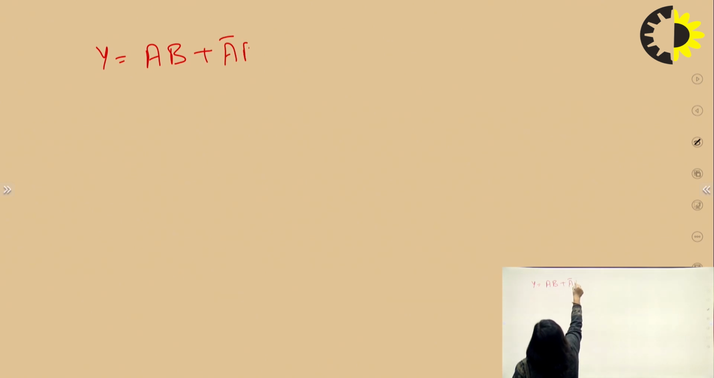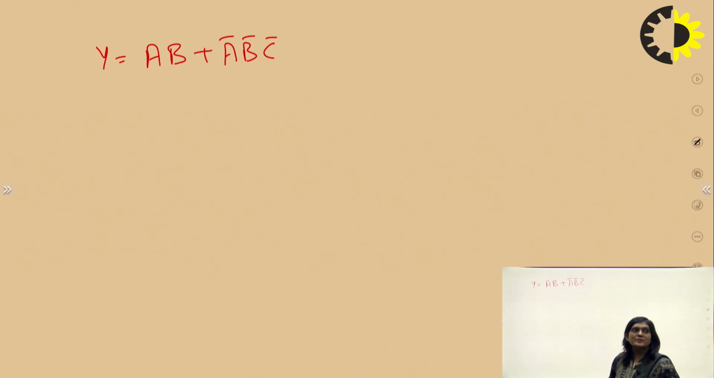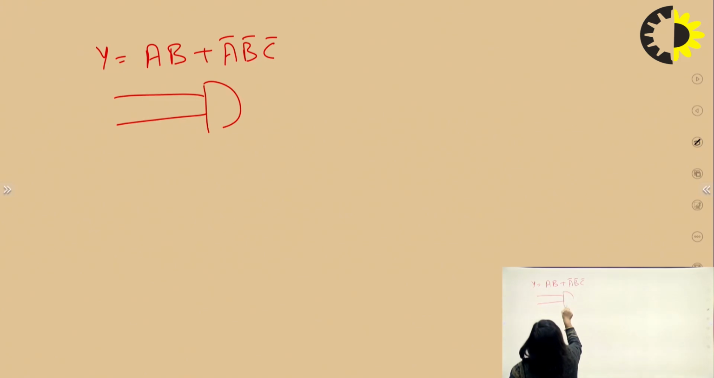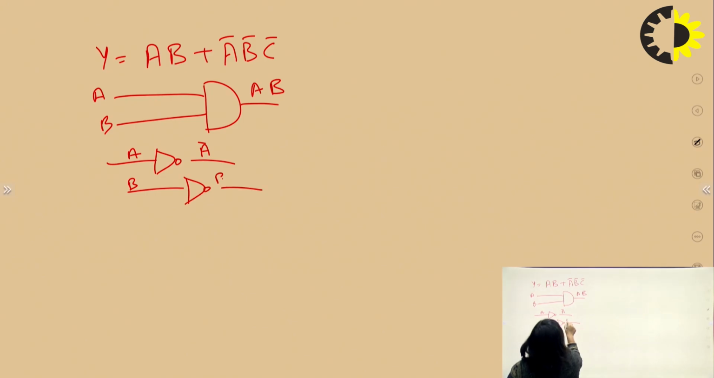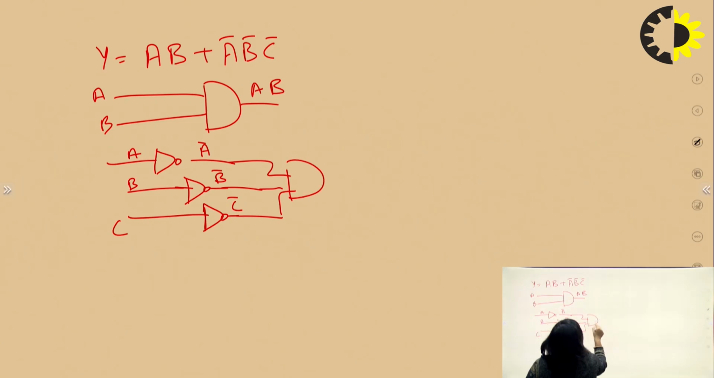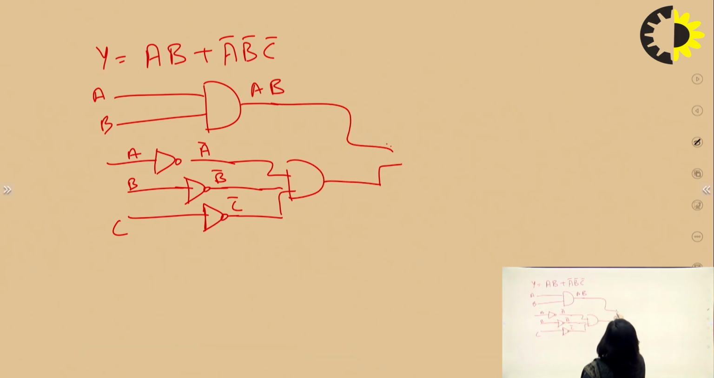Like we have another expression in this way, y is equal to AB and A bar, B bar, C bar. So we have to draw this expression with the help of a minimal number of universal gates. So first of all, we will implement this with the basic gates. AB, that is AB. After that, this will be NOT gate, A bar, B bar, and then C, NOT gate, C bar, and then after that it will be AND gate, and then OR gate.